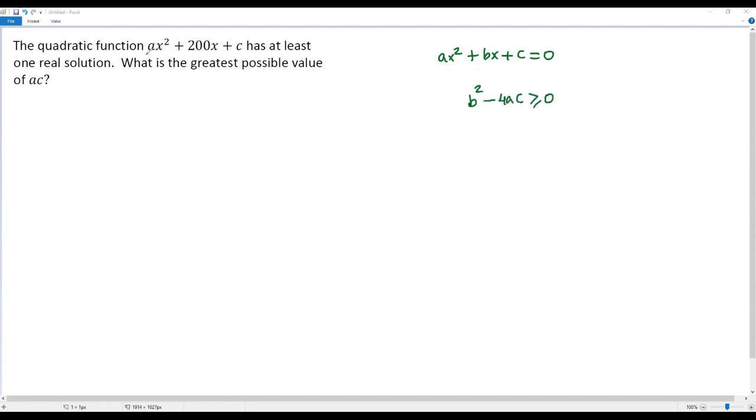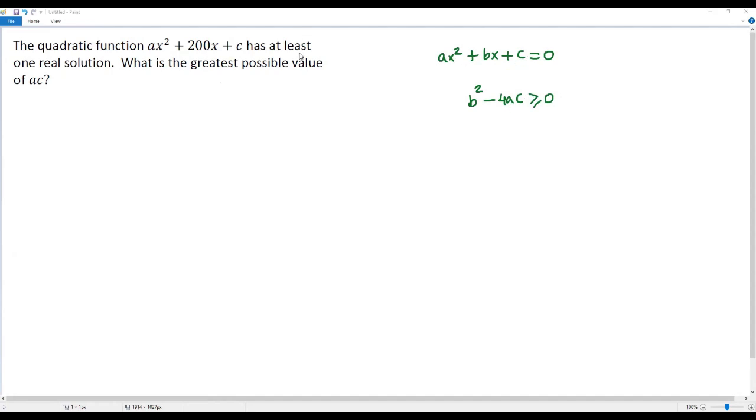When I consider the expression over here, it is exactly in this form, ax² + bx + c, that is, standard form. Since this quadratic function has at least one real solution, the value of this discriminant b² − 4ac will be greater than or equal to 0. To get the value of b, we consider the coefficient of x; for a, the coefficient of x²; and for c, the constant term.